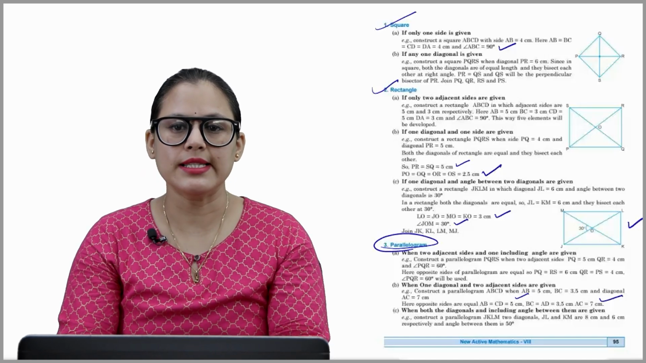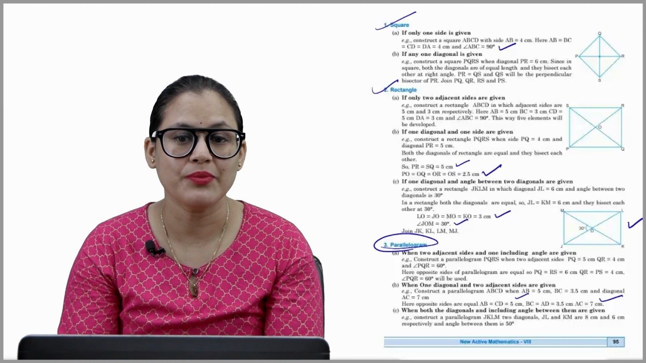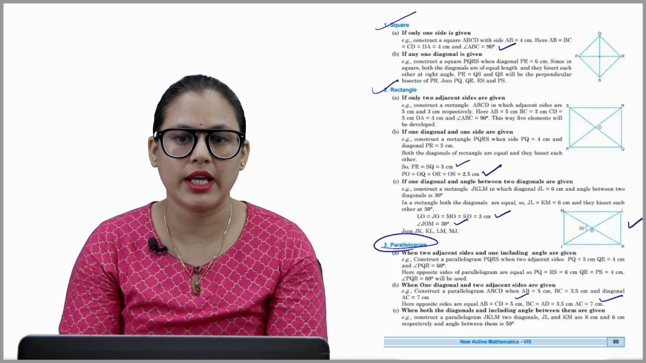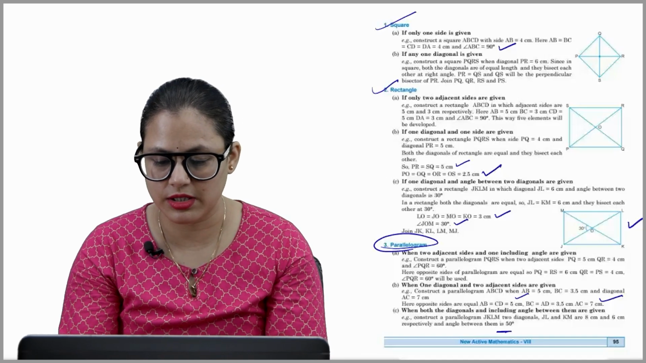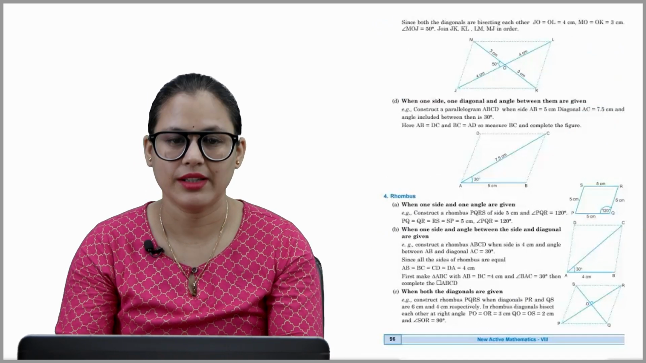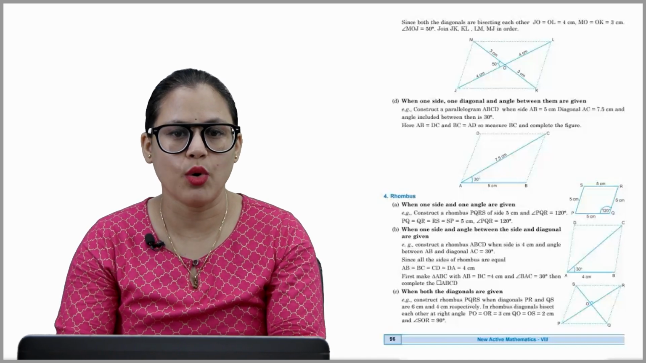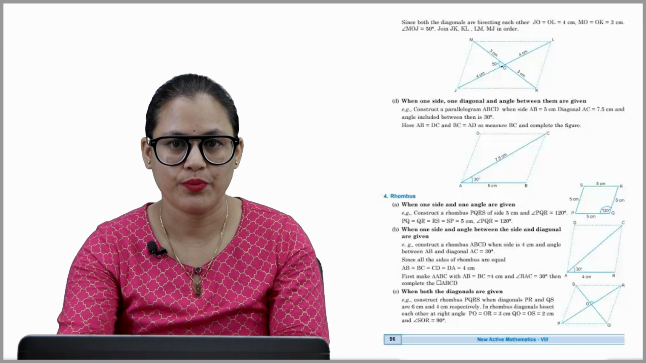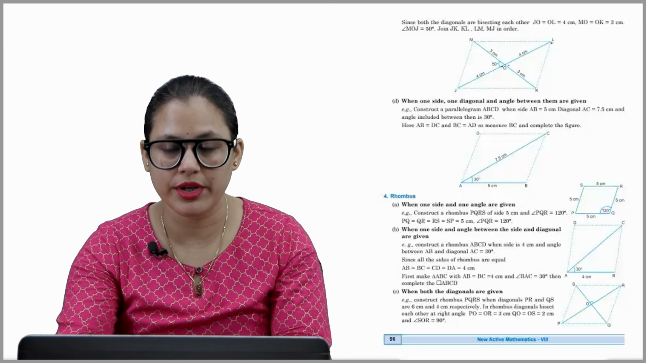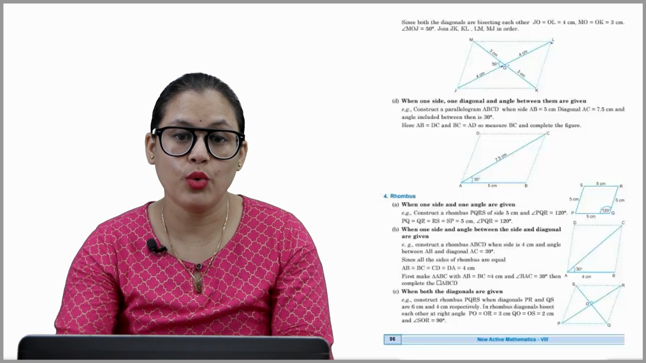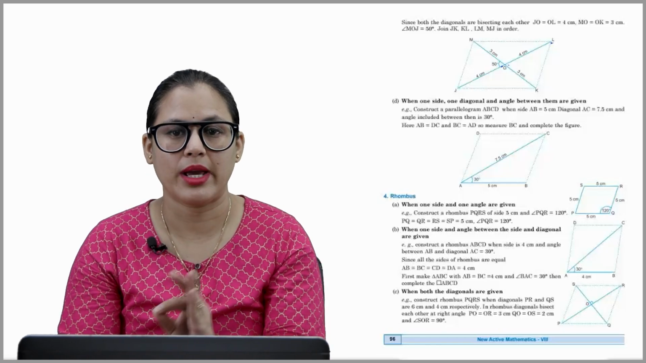C, when both the diagonals and the included angle between them are given. Construct a parallelogram JKLM. The 2 diagonals JL and KM are 8 centimeter and 6 centimeter respectively and the angle between them is 50 degree. Since both the diagonals bisect each other, JO equals OL equals 4 centimeter and MO equals OK equals 3 centimeter and angle MOJ equals 50 degree. Join JK, KL, LM, MJ in order.